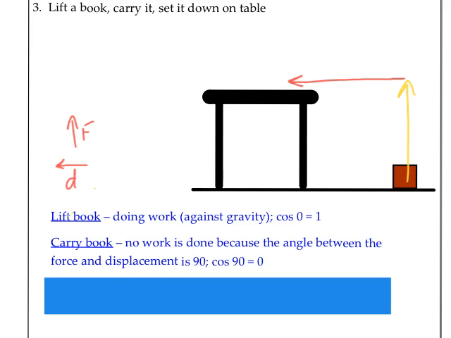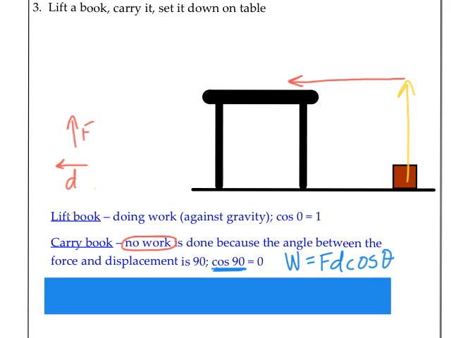So if I were to plug into my formula, work is F d times the cosine of the angle. If my angle is 90 degrees and you type that in your calculator, the cosine of 90 is actually 0. So there is no work done anytime you carry an object. Again, we're going to talk about this a little bit more in class. I just want you to have an introduction.